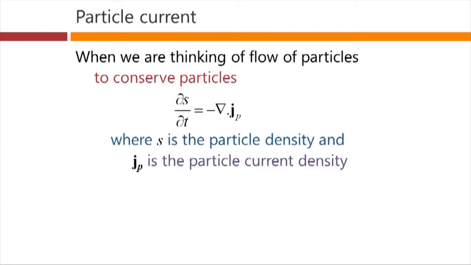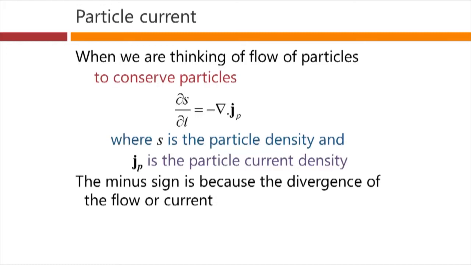So what we're saying here is that if the amount of stuff inside the box is to increase, then there has to be a net flow into the box. The divergence of the particle current density is the amount that's going out of the box. So we put a minus sign in here to give us the amount that's flowing into the box, and that will lead to a change in the number of particles inside the box.